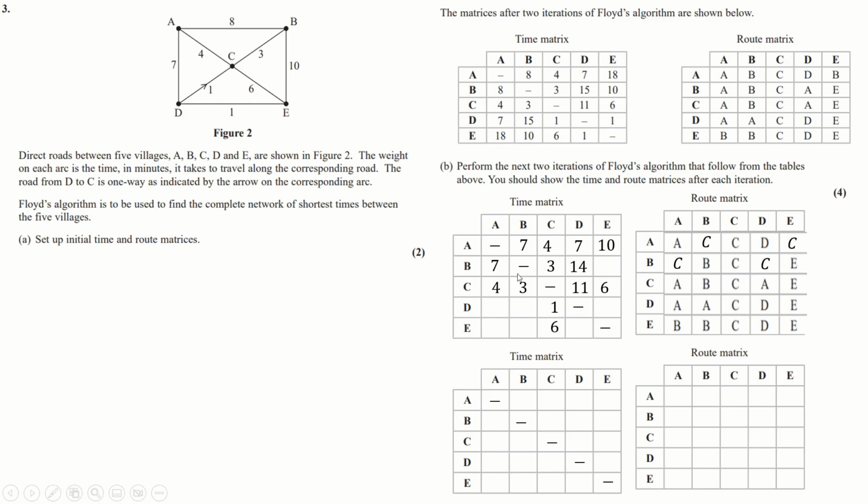So again, let's think about C to E. That's 6. Sorry. B to E, B to C is 3, plus C to E is 6. That makes 9, which is less than 10. So that will work as well. So we'll change that. Keeping on.